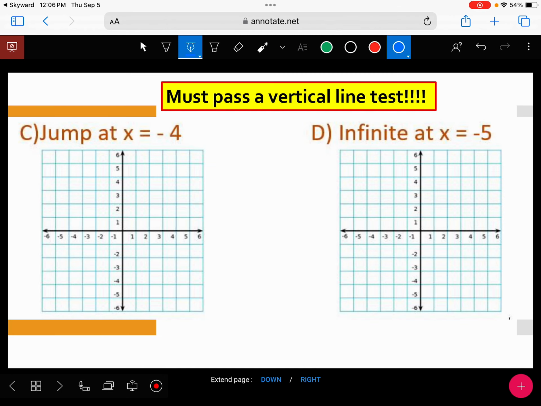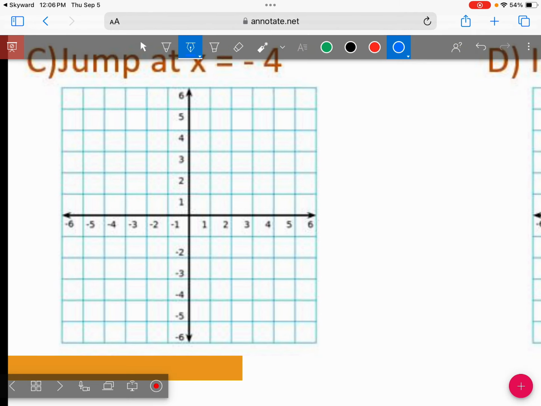A jump, that means at -4, I need to make a change. So I'm going to put at -4, let me see, 1, 2, 3, 4. I'm going to put a closed circle somewhere. And I'm going to put an open circle somewhere. And I'm going to make sure that they do different things. Like that could be a jump. That's an example.